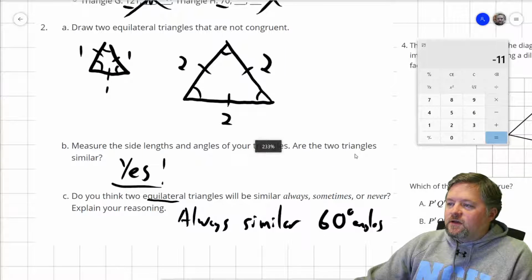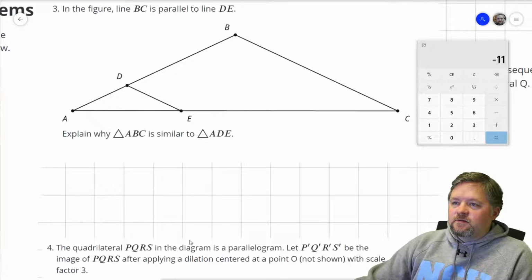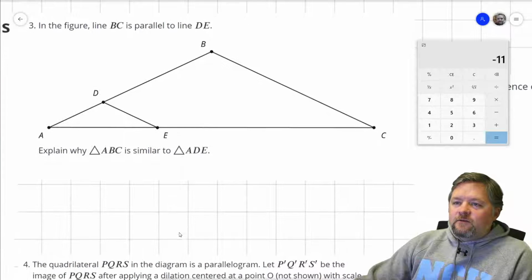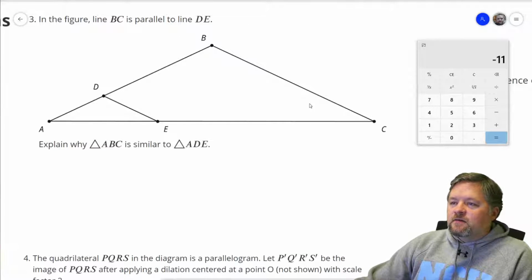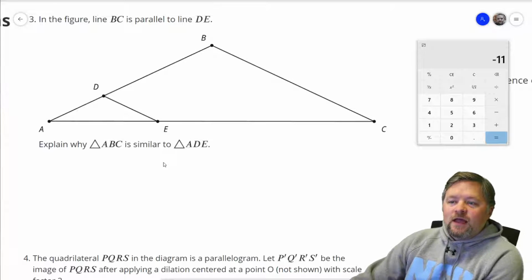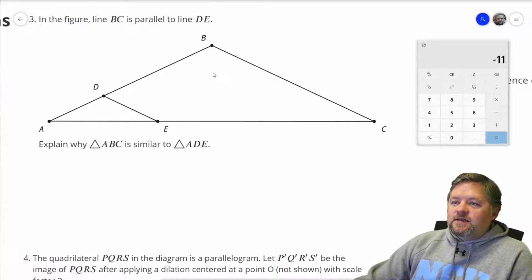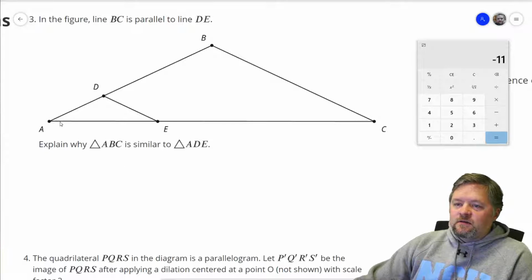Oogly doogly, what is next? In the figure, line BC is parallel to line DE. Explain why ABC is similar to ADE. Ooh, parallel lines. We love us some parallel lines.